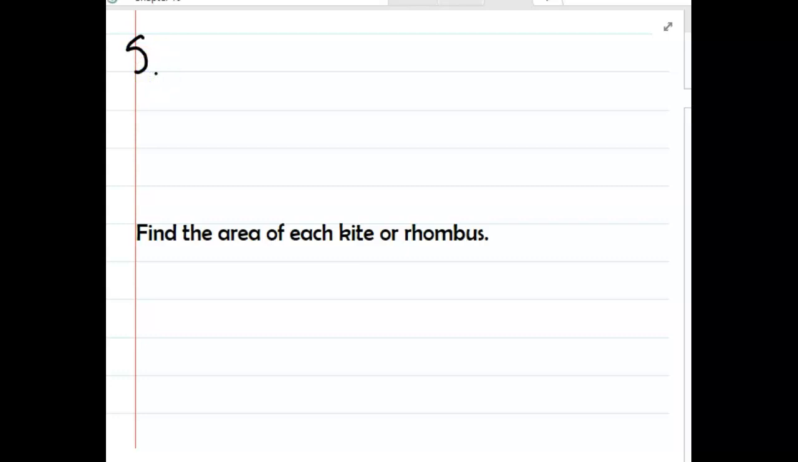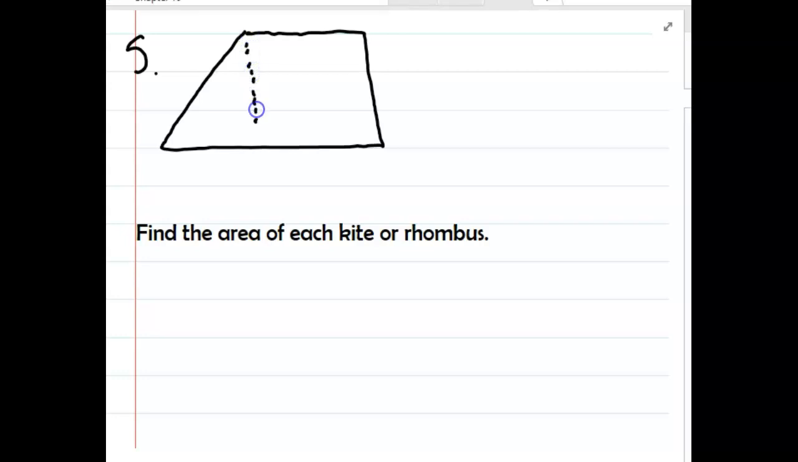Number 5. Okay, so we'll do a trapezoid that looks something like that. We're going to do similar to the last one. Drop that height down. Draw that right angle. Now this time, I'm going to give you that the height is 15 meters. The top is 12 meters. And that left-hand side there is going to be 17 meters.